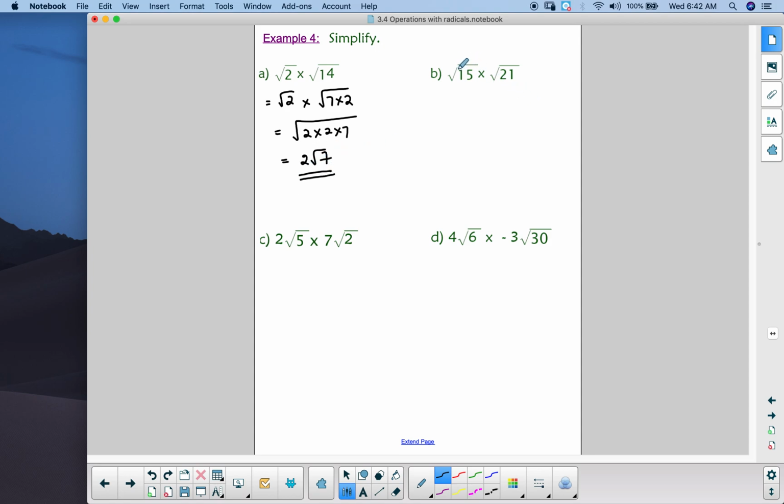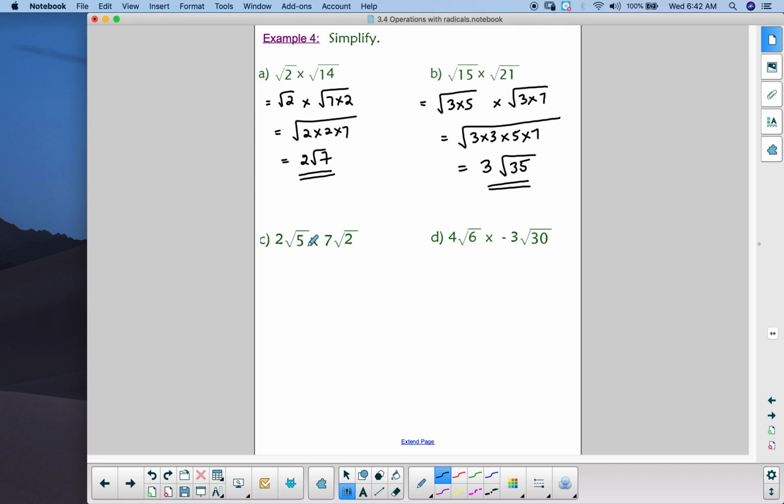Part B, rewrite square root of 15 as 3 times 5 and square root of 21 as 3 times 7. Bring them all into one radical, so 3 times 5 times 7. So this 3 times 3 in the radical is just 3, and 5 times 7 is square root of 35. So there's the mixed radical.